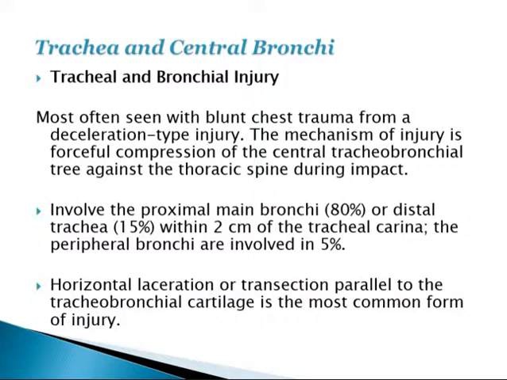We finished the congenital anomalies, narrowings and dilatations. Now about the tracheal and bronchial injuries. Most often seen with blunt chest trauma from deceleration type injury. The mechanism of injury is forceful compression of the central tracheobronchial tree against the thoracic spine during impact. The injury involves the proximal main bronchi in 80%, distal bronchi within 2 cm of the carina in 15%, and peripheral bronchi are involved in 5%. Horizontal laceration or transection parallel to the tracheobronchial cartilage is the most common form of injury.